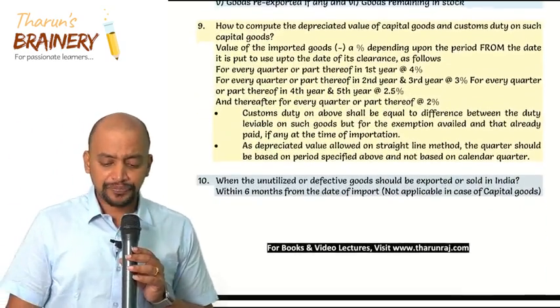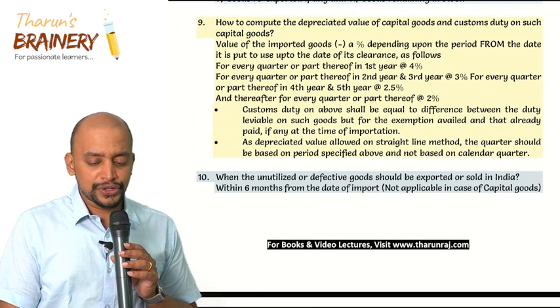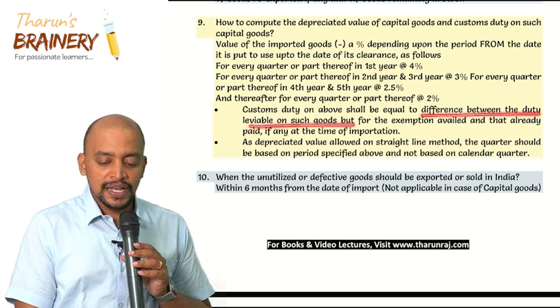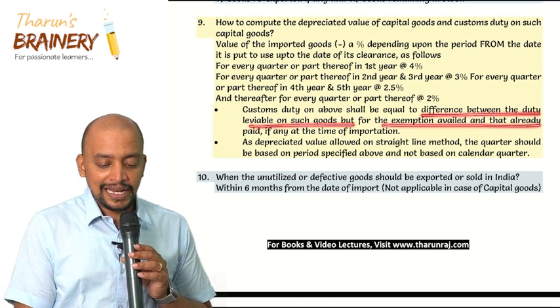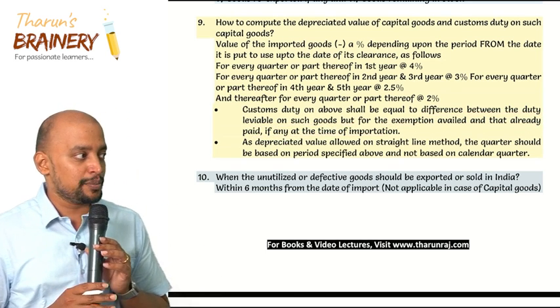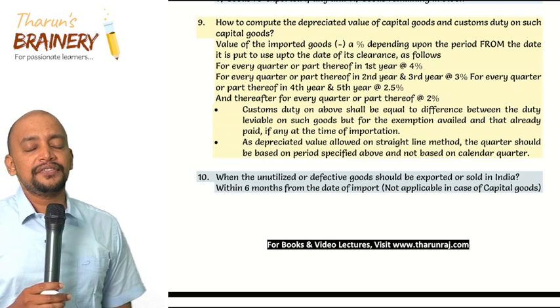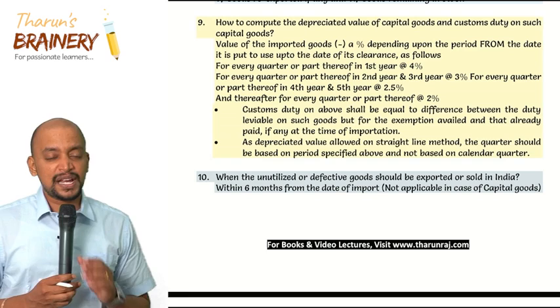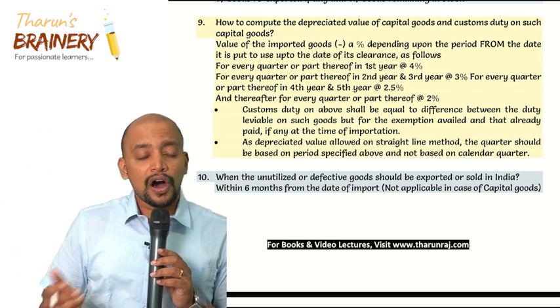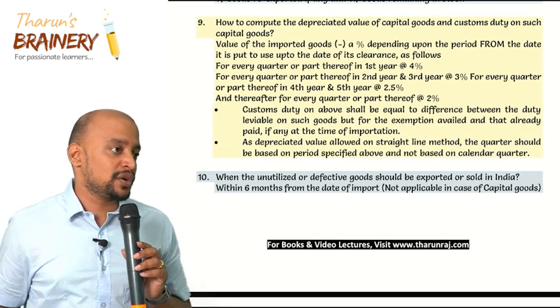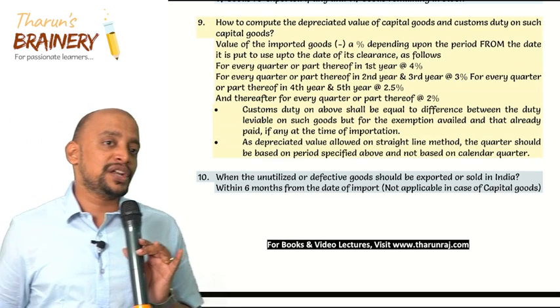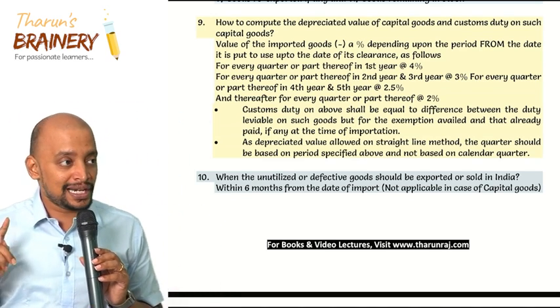And here customs duty on above shall be equal to the difference between the duty leviable on such goods but for the exemption availed and that already paid, if any, at the time of importation. Whether this depreciation quarter should be computed based on calendar quarter or 3 months taken as one quarter? It is based on calendar quarter only. Calendar quarter means, like in GST how we did, the same way.